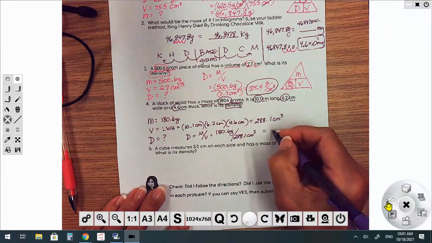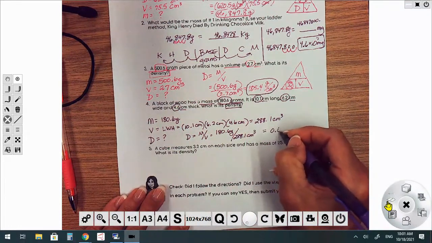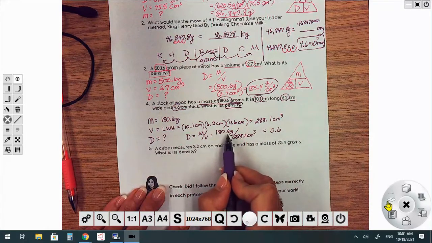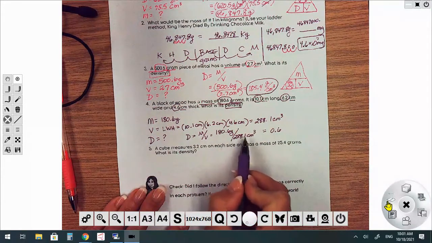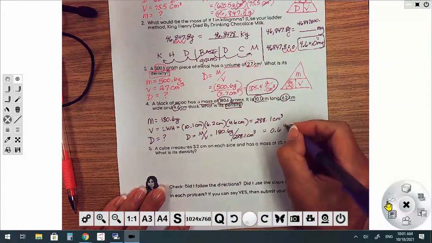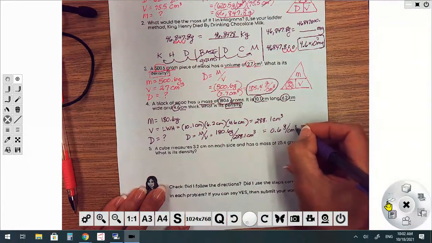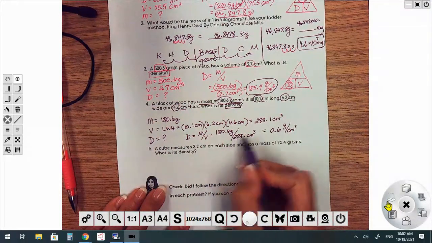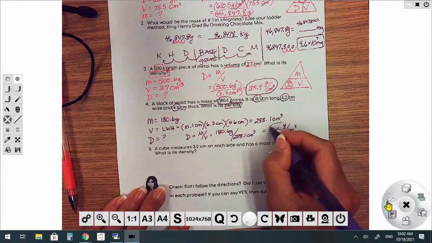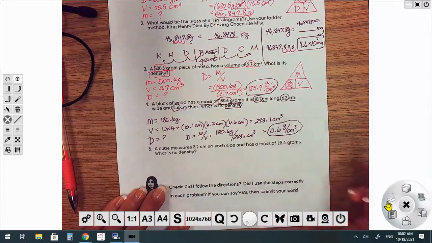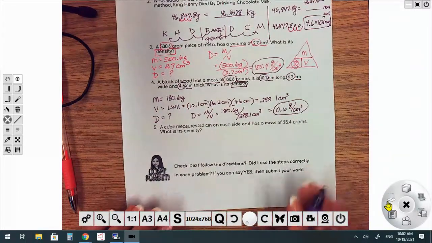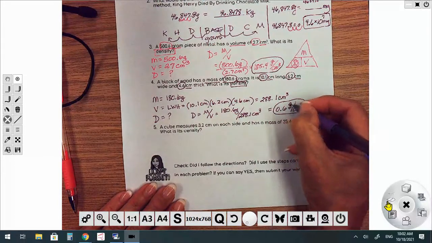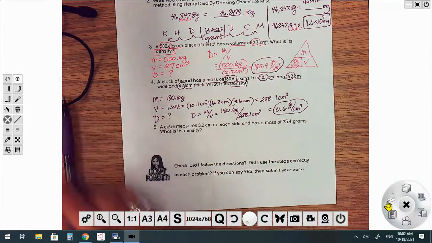All right. Divide that and you would have gotten 0.6, because you want to round to the least accurate measurement, which is to the tens place, and add your units. Your units do not cancel out. You're left with grams over cubic centimeters. So carry them through into your answer to get the appropriate unit for density. That's a G, grams. All right, next one.